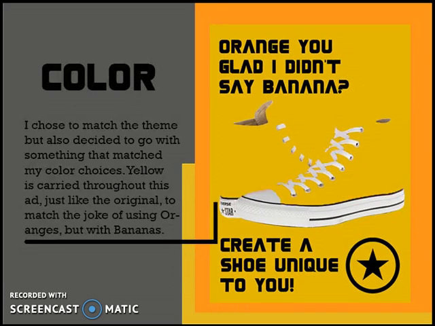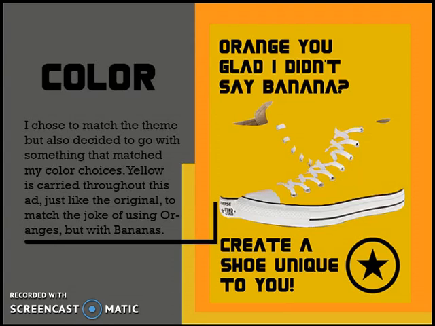I did a different thing with the color. I found a joke that worked with the orange joke. "Orange, you glad I didn't say banana?" Basically, you say banana a bunch of times, and then you say orange, and it gets an annoying little giggle out of the person. And I changed the second half of that to "create a shoe unique to you," to promote their individualism in creating their shoes for their customers. Since I did go with bananas in the joke, I decided to go with a yellow theme throughout the ad.